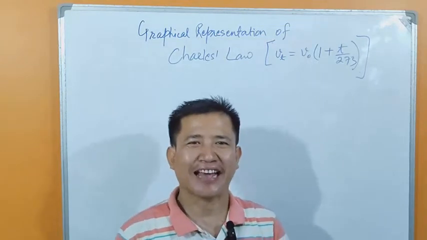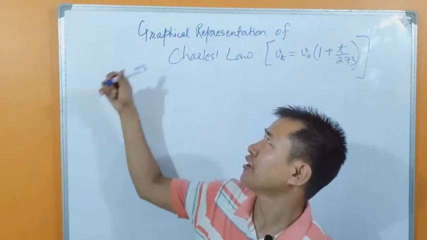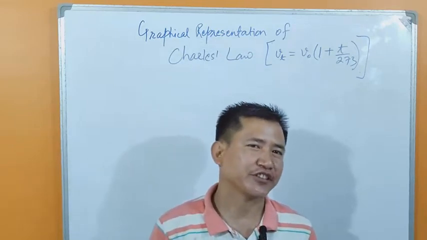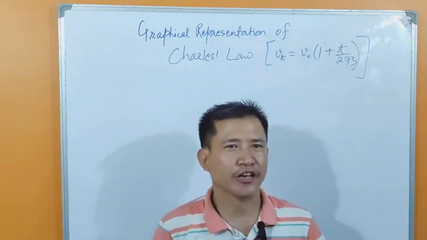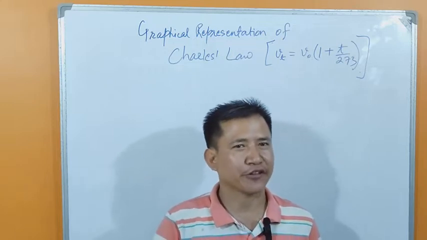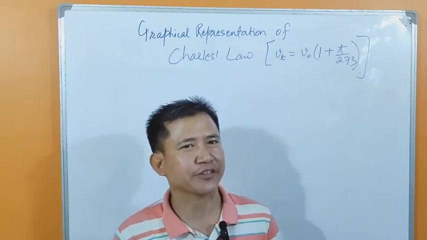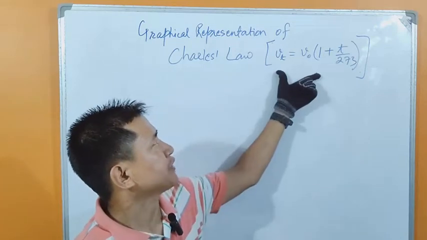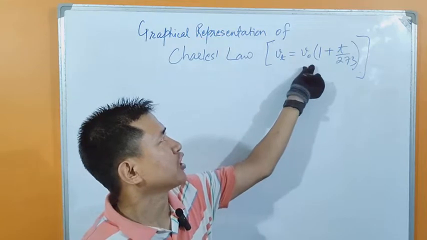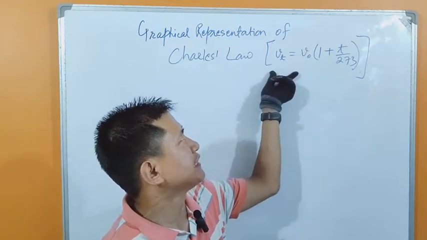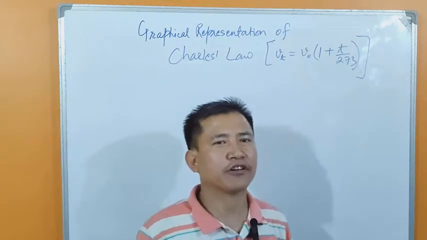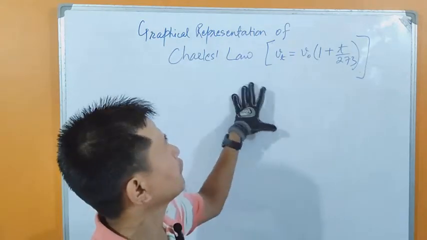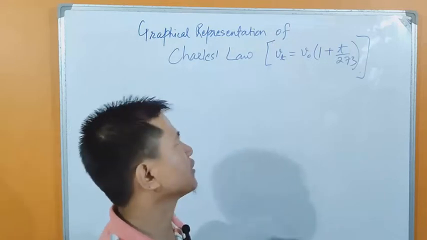Myself Kishan Kulum, and today we are going to discuss the graphical representation of Charles' law. We have already done Charles' law in our previous video. If you would like to check out that video, you can click the link below in the description and watch that video again. Okay? We have seen that Vt equals V naught (1 + t/273). This is the equation of Charles' law. We have already proved it in the previous video. Now let us begin with the graphical representation of Charles' law.